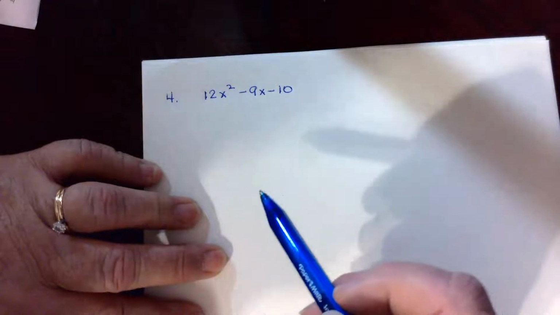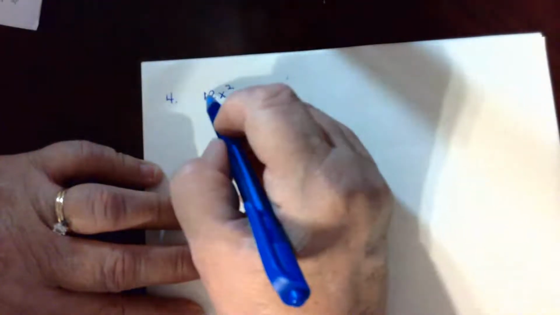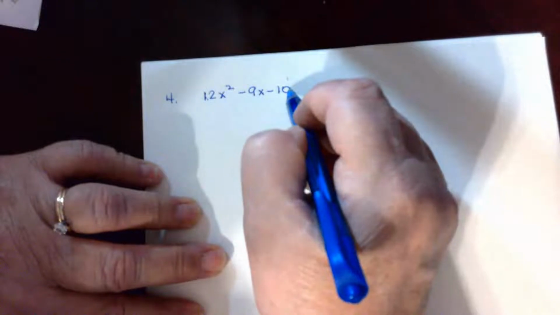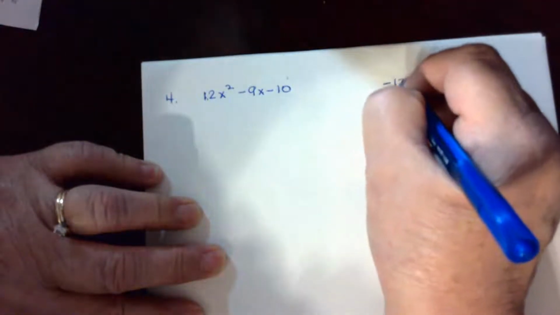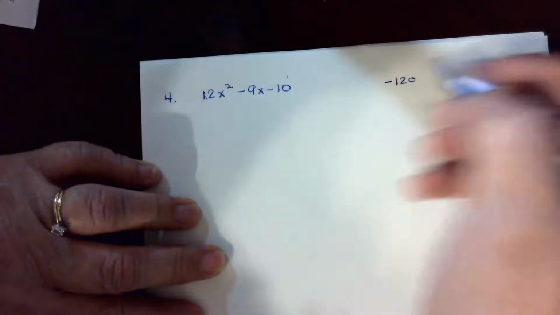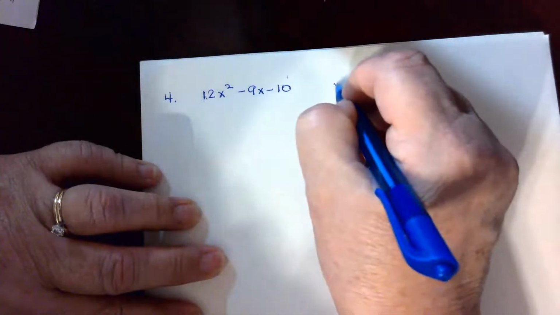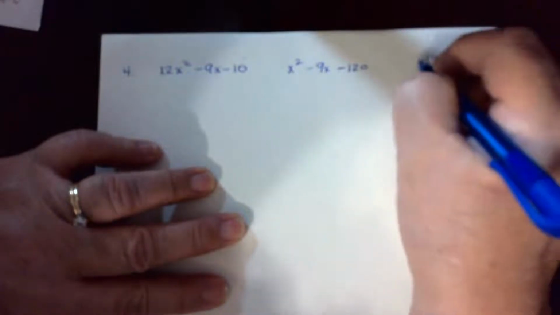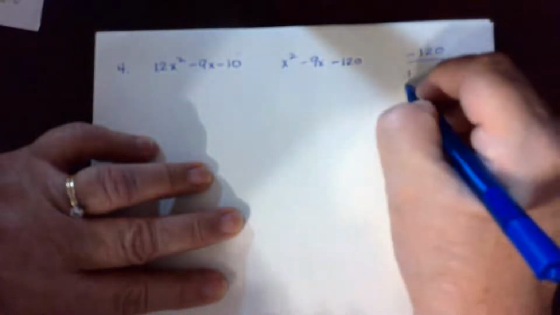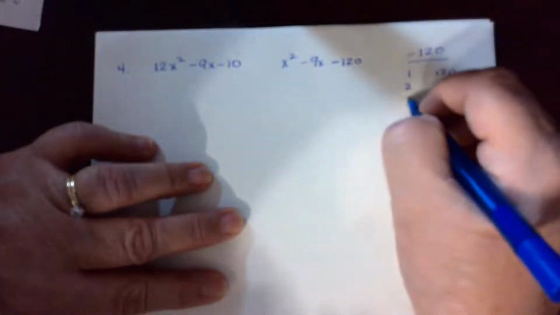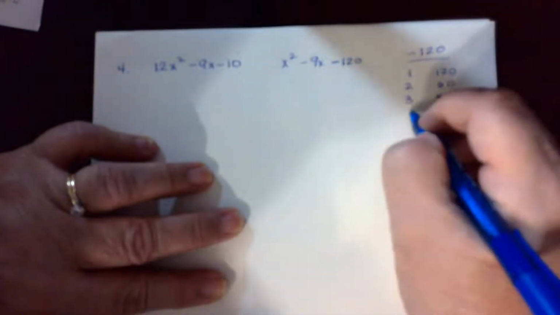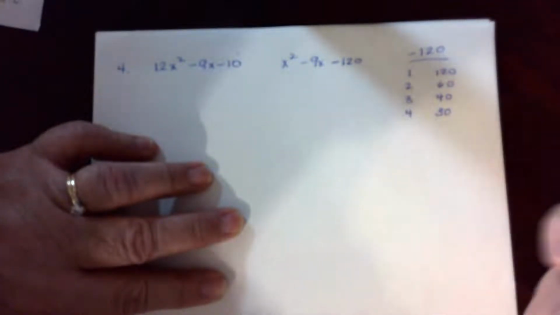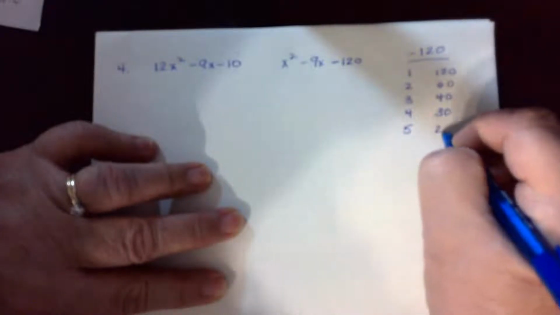Alright, remember our 4 steps. First step is multiply. So I multiply 12 times negative 10. That's going to be a negative 120. I copy the x squared and I copy the minus 9x. That part doesn't change. Now, there's lots of factors for 120. So I'm just going to make my list. 1, 120. 2, 60. 3, 40. 4, 30. 5, 24.